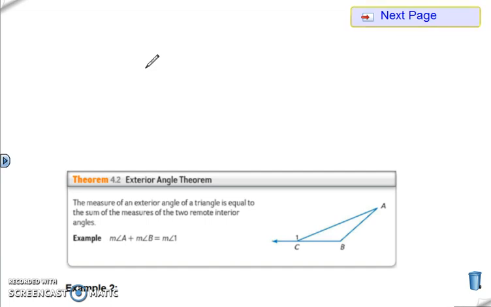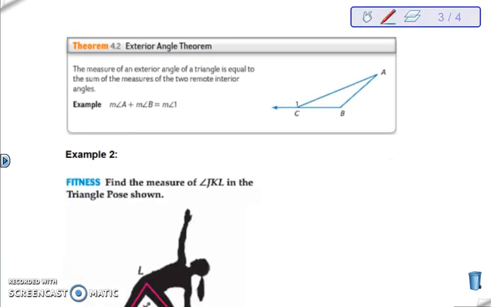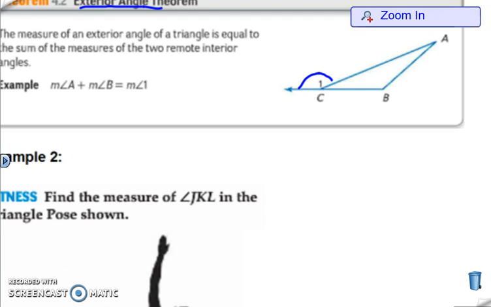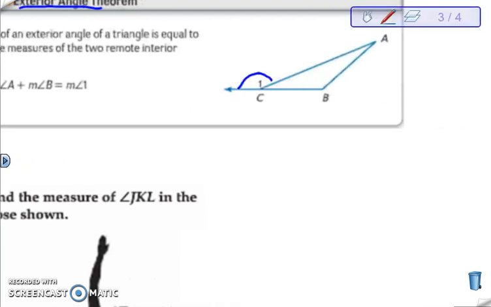Okay, the last thing we're going to look at today is the exterior angles theorem. We kind of saw this when we were looking at the previous example, but what this is saying is that if you extend one side of a triangle past the vertex, the angle on the outside is equal to the two remote interior angles added together. In other words, the ones that don't touch the angle on the outside add up to the same thing that the angle on the outside is equal to.